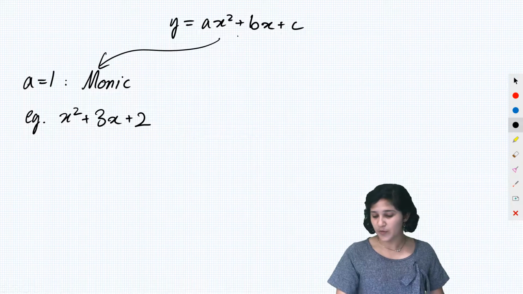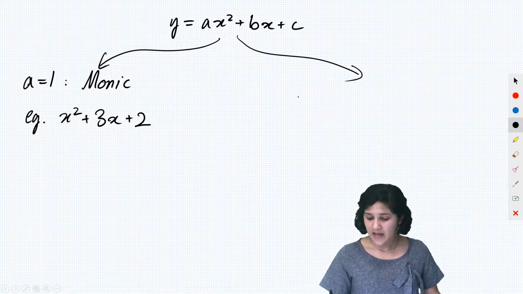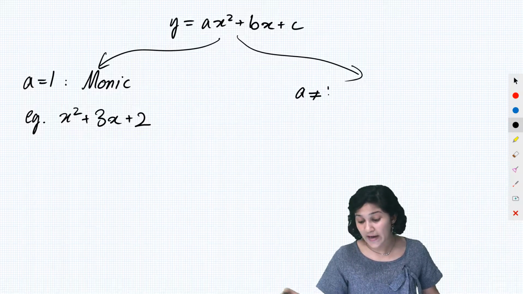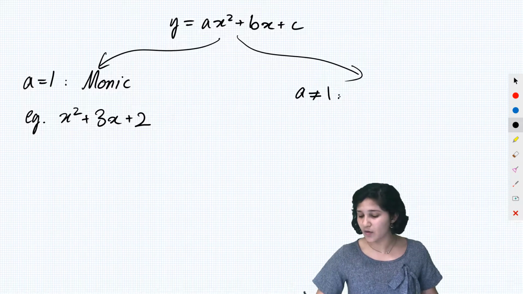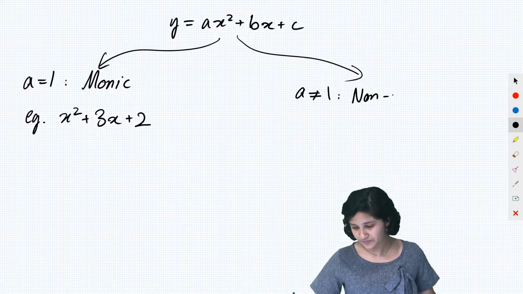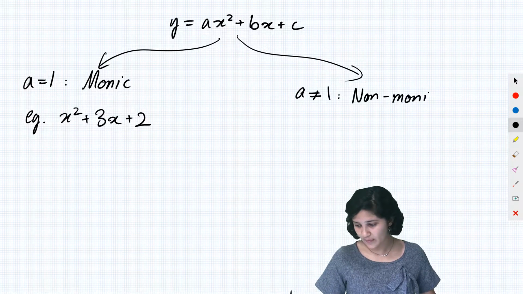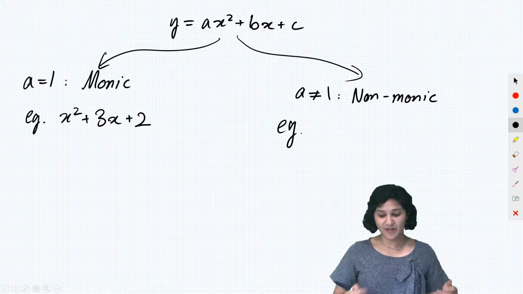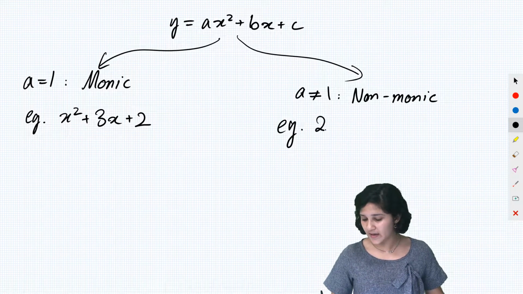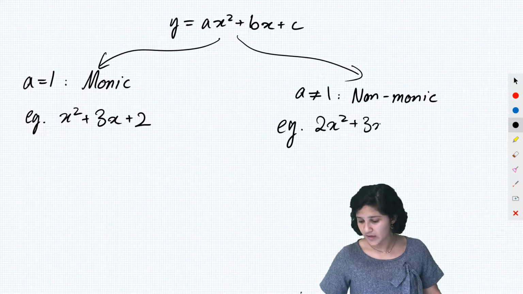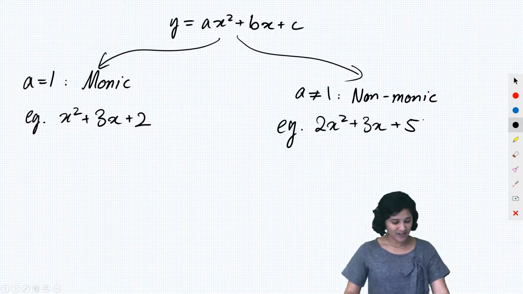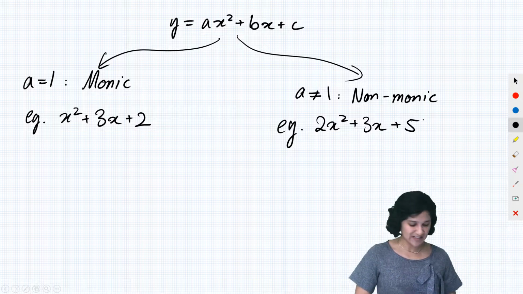So the other type, which we're going to be factorizing today, is where a is not equal to 1. And these are called non-monic quadratics. So these are ones where there is something in front of the x squared, like 2x squared plus 3x plus 5, something like that. Okay, so let's have a look at how we're going to factorize these things.